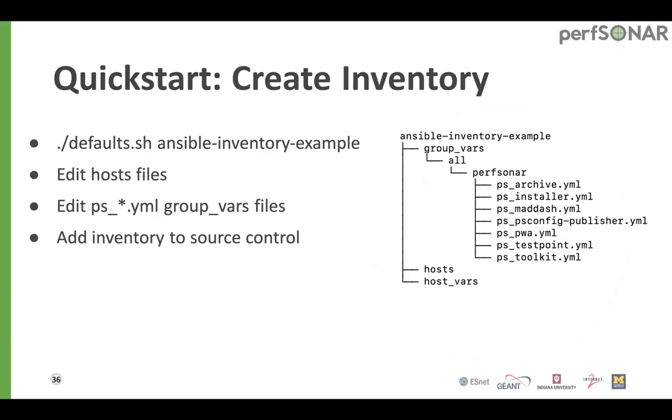Then what we're going to do is we're going to create a custom inventory for our site. I use the very creative name Ansible Inventory Example. Your mileage may vary. So if I ran the defaults.sh shell script included in the playbook against a non-existent directory name, it's going to create that directory, and then you can see that it populates it with a hosts file, optionally the host vars directory, and then it populates the group vars directory with all perfSONAR and the perfSONAR YAML files, which we will use to control the installation.